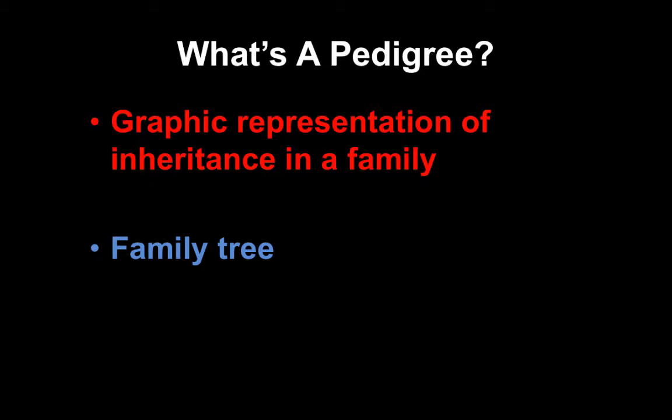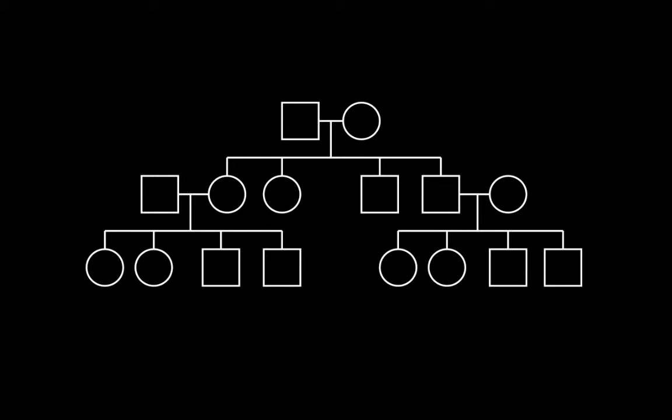In other words, it's a family tree and it shows phenotypes or genotypes for a trait. All right, so this is an example of a pedigree. This is the kind of thing that we're going to look at. All right, so how do I draw them? That's pretty important. And how do I interpret it?